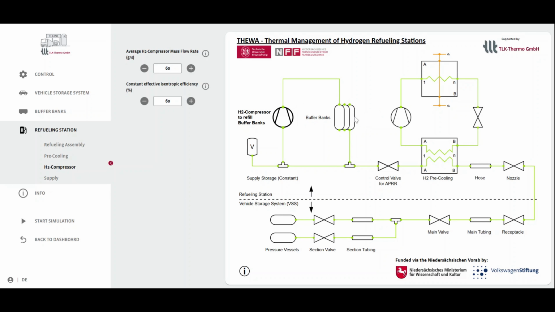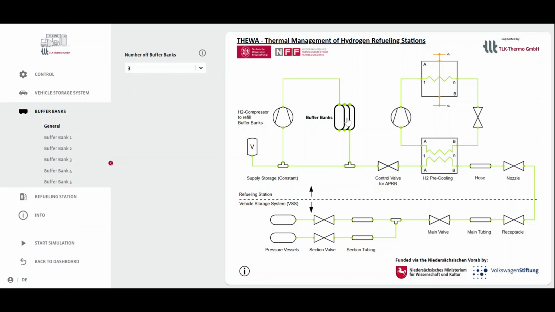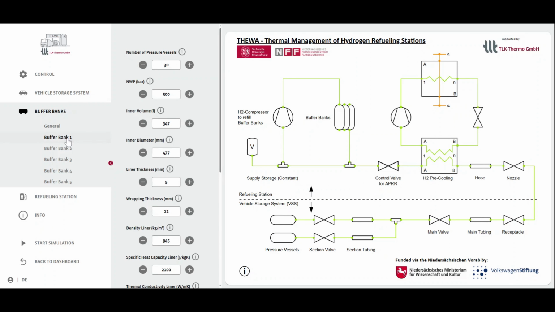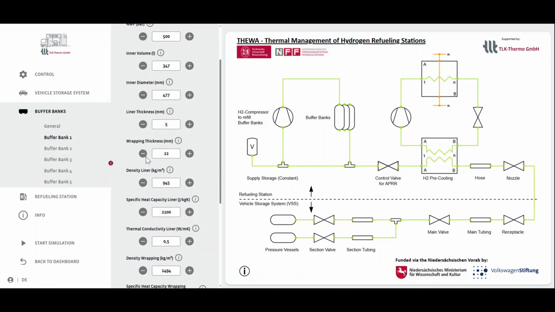Then we have different buffer banks that can be considered. You can choose between a number of 1 to 5 different buffer banks. For each buffer bank, you can parametrize the specific number of pressure vessels, as well as the nominal working pressure per buffer bank, and the geometric dimensions of the pressure vessels, as well as the material data of the vessel walls, liner, and wrapping.